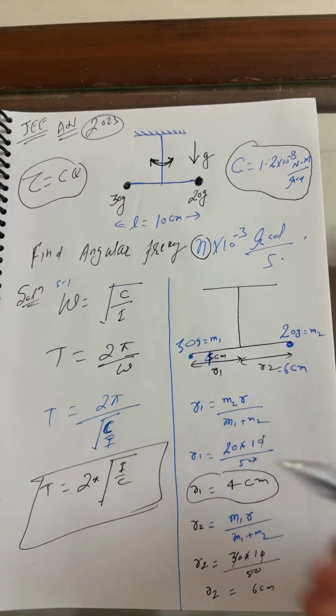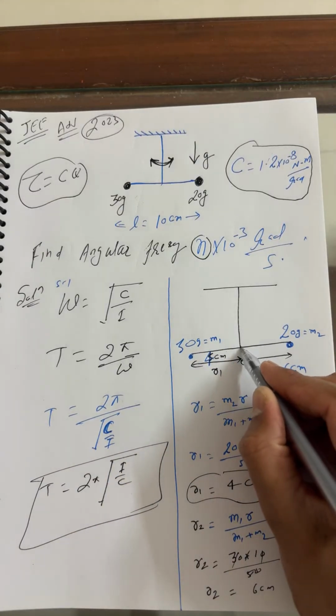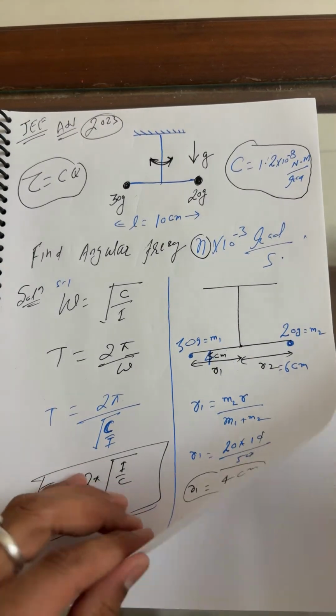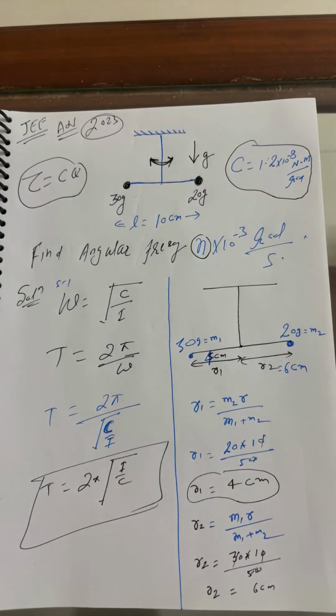You can say the axis of rotation here. So this point is the axis of rotation. First I'll find I on the next slide here. Take a snapshot.